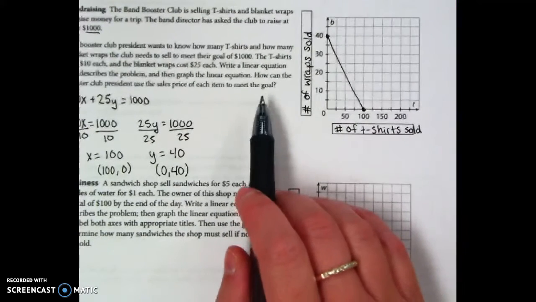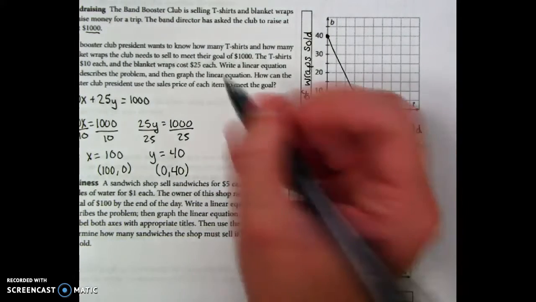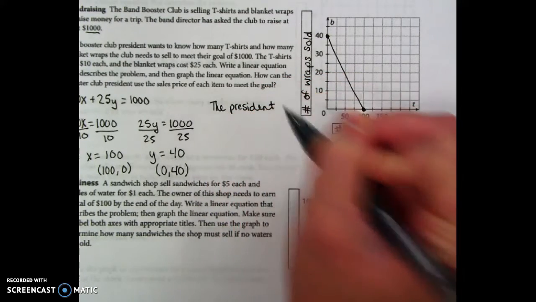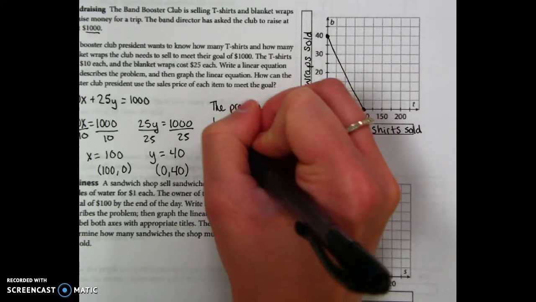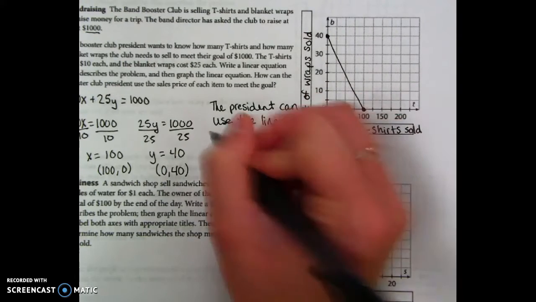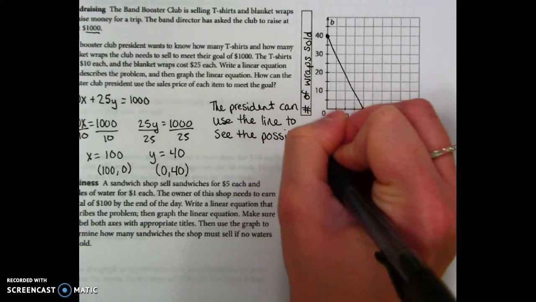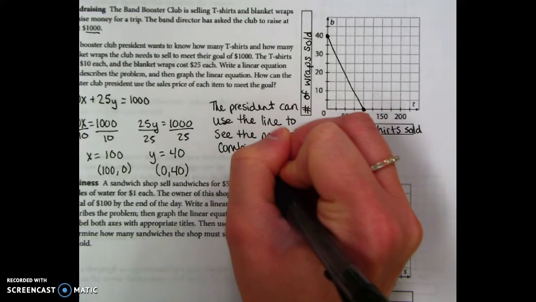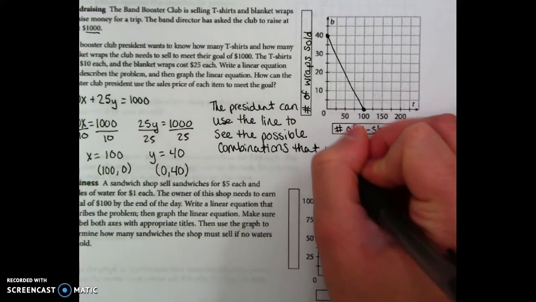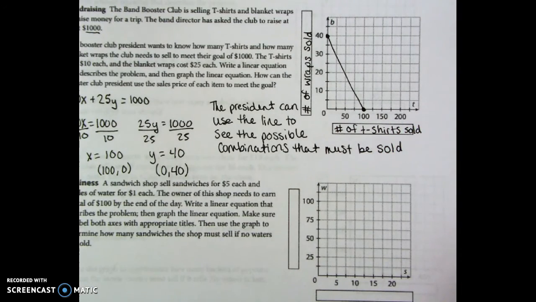And then how can the Booster Club president use the sales price of each item to meet the goal? The president can use the line to see the possible combinations that must be sold to reach the goal.